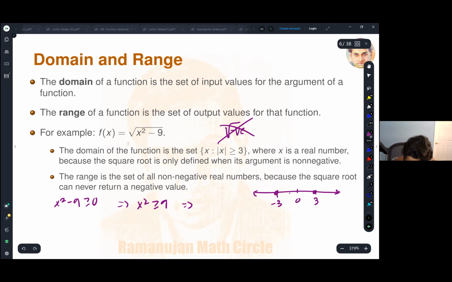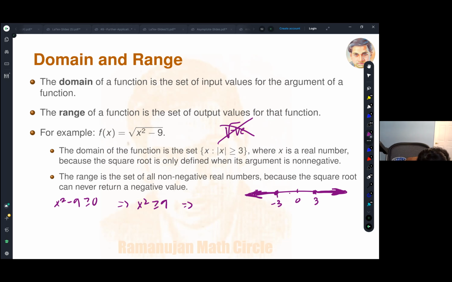Does 0 work? Let's try that. So does 0 squared greater than or equal to 9? No, so that doesn't work. But how about like 5, for example? Yeah, 5 definitely works because 5 squared is 25, and 25 is greater than 9. And something like negative 5 also works because negative 5 squared is 25 as well, and that's greater than 9. So it's basically the stuff on the outside.